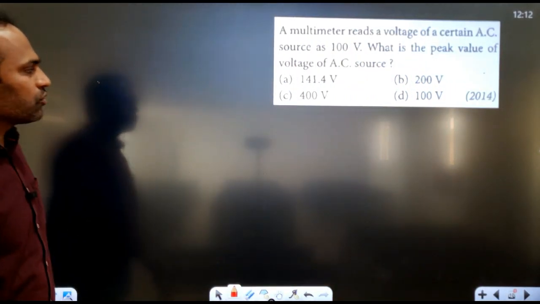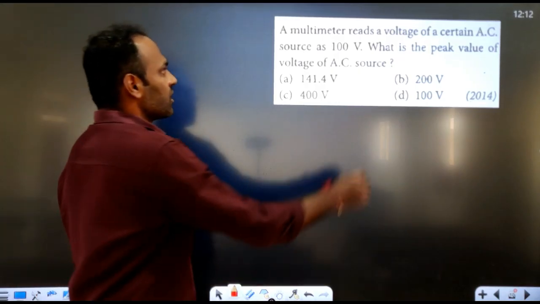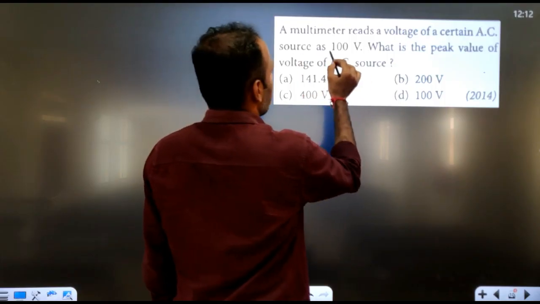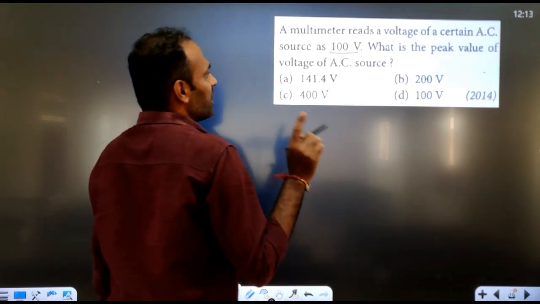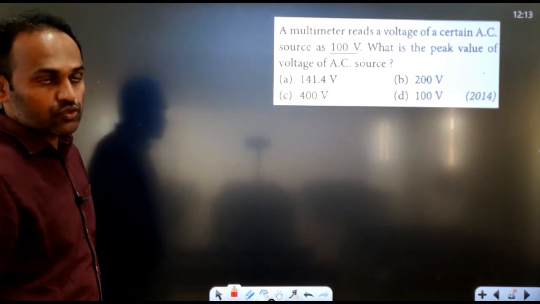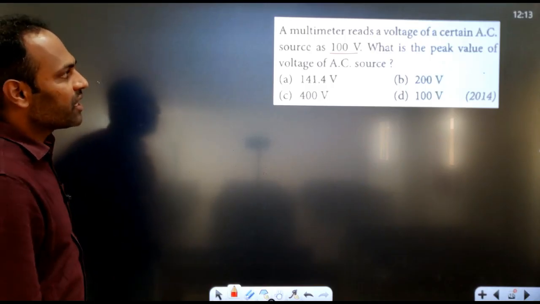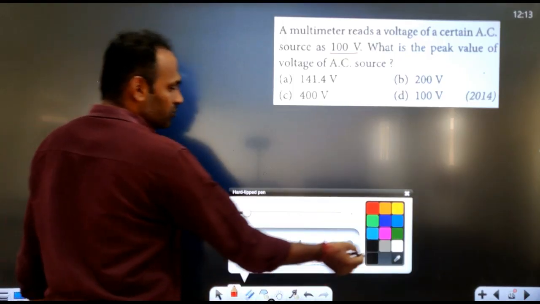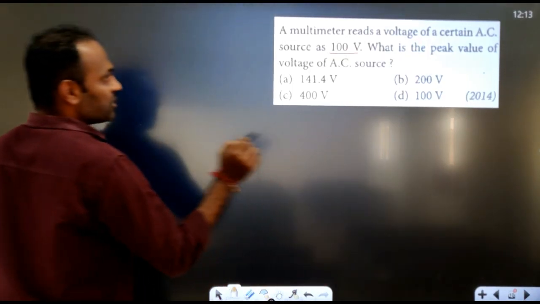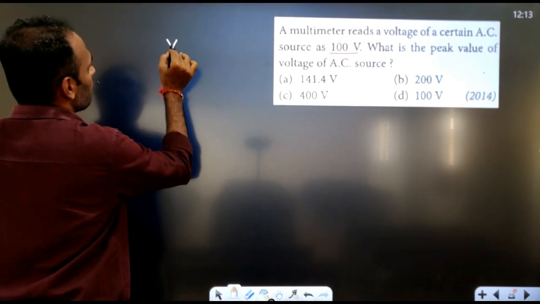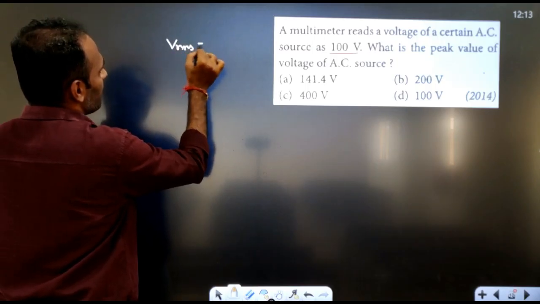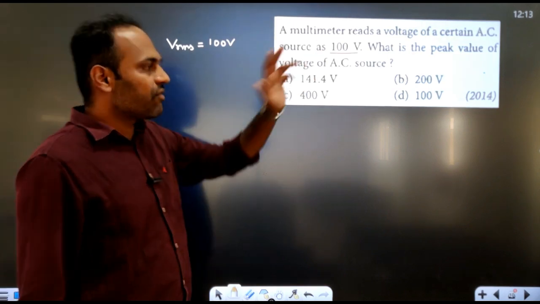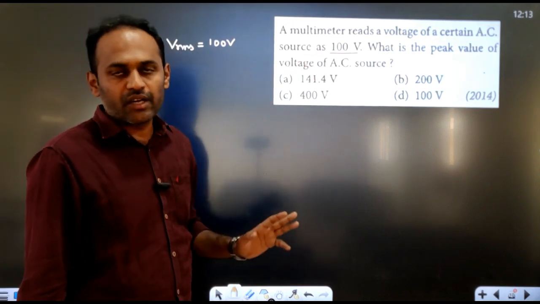This is a KCET 2014 question. Here, what have they given? A multimeter reads a voltage of a certain AC source as 100 volts. What is the peak value of voltage of AC source? So here it is given that the multimeter reads voltage. Whatever voltage or ammeter, we already saw what values they give: the RMS value. So what is this 100 volt that is given? This is the RMS value. So we have to take it as 100 volt. They have not mentioned peak value here, and they have not mentioned average.